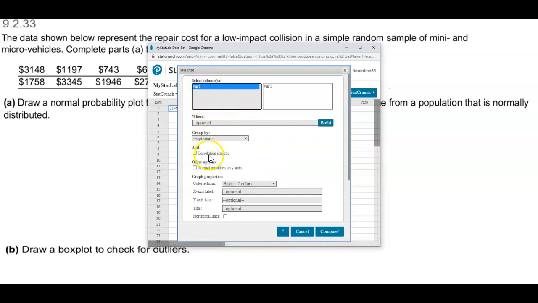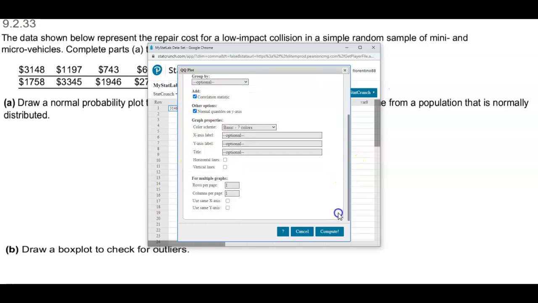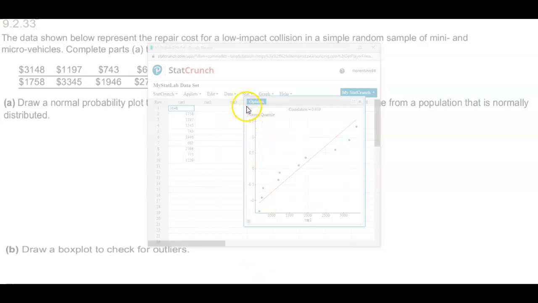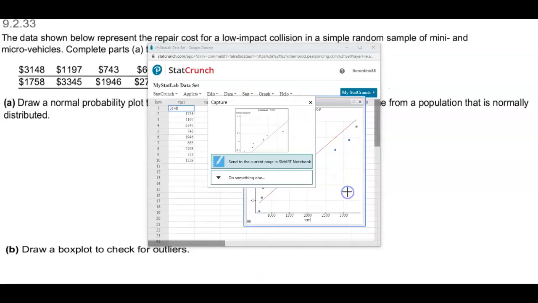We're going to make sure that the correlation statistic is included. We want to make sure that the normal quantiles are on the y-axis. And we also want to include the horizontal and vertical lines, so when we choose from our multiple choice, we can see where those points are supposed to be. So we're going to go ahead and compute that. And so therefore, there is our normal quantile plot.